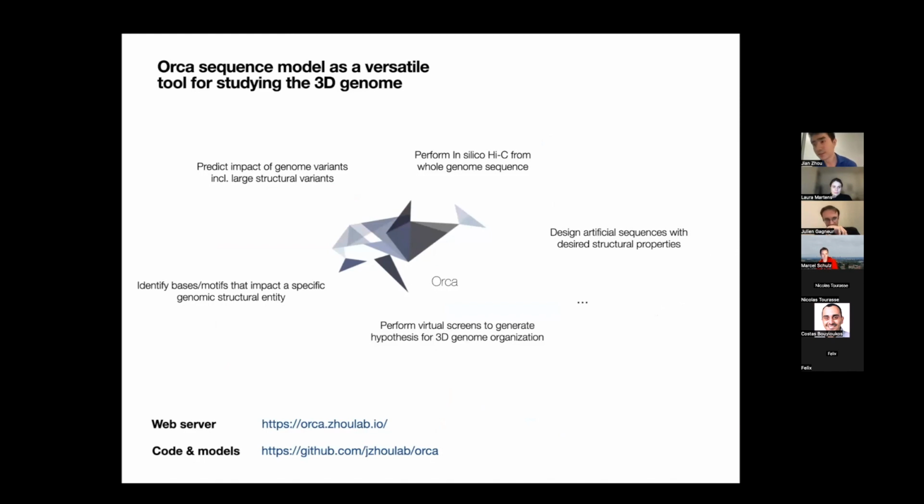So that's all of the story for the 3D genome. I think the sequence model for the 3D genome is a tool that can be used for many different questions related to the 3D genome, including the ones that I've talked about, from predicting structural variants to finding potential hypotheses about 3D genome organization. And we have the web server, the code, and the models all available. The web server is mainly designed so that you can easily make a prediction for any structural variants, and yeah, without any coding needed.